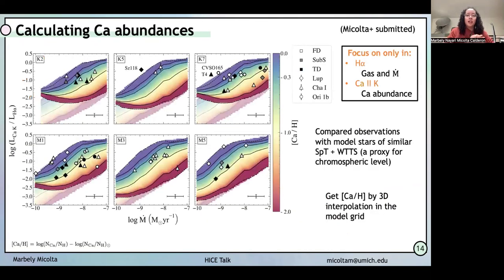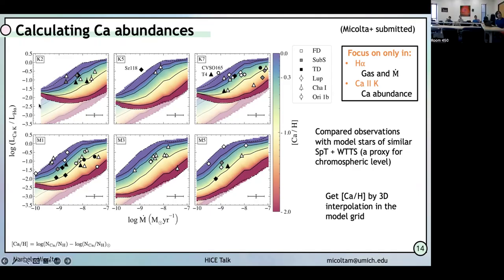And then we started calculating abundances for the whole sample. I wish I could run an MCMC of detailed modeling for each target, but that was too computationally expensive. So we decided to use a more simplistic, coarse method, and we focus only on the H-alpha and the calcium K line. We found, while trying to do the test for T28, that the ratio between the lines was something key when we were trying to reproduce both lines simultaneously.